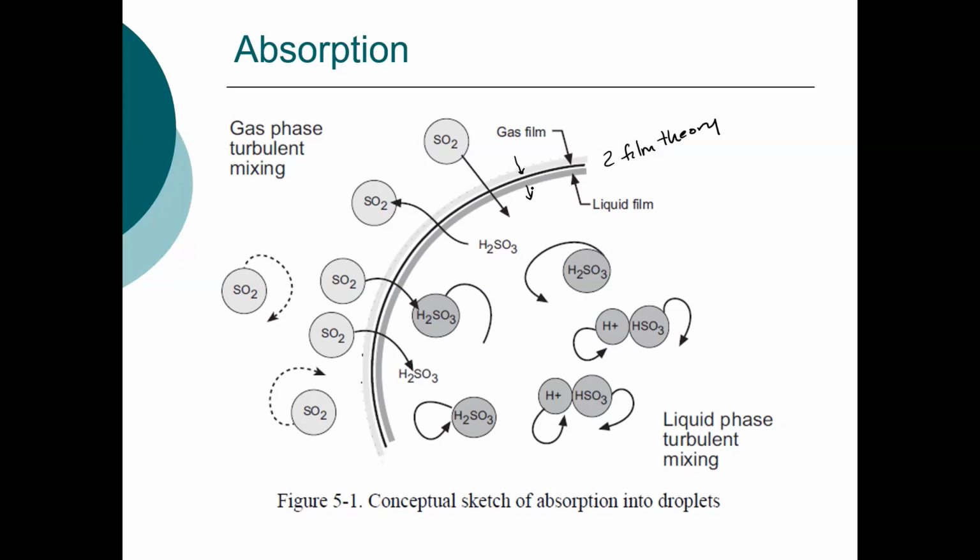Exactly, more surface area. Exactly right. So one of the things we're looking at doing here is creating surface area. In order for efficiency, we need to create that surface area. We also need to mix, and we need to know which of these films, the gas film or the liquid film, tends to be rate limiting.